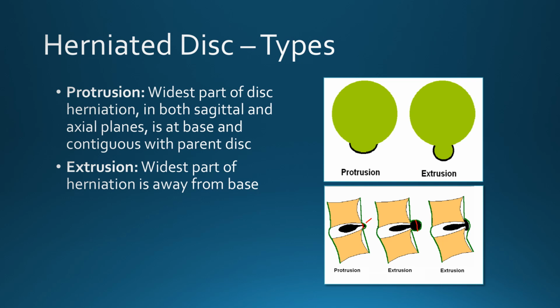And what's often confused is that this one is also an extrusion because the widest part of it goes beyond the confines of the disc. So if it sticks up and above and below the disc on the sagittal, then by definition it's an extrusion, even though on the axial image it may look like a protrusion. If it goes above and below on the sagittal, it would still be an extrusion by definition.